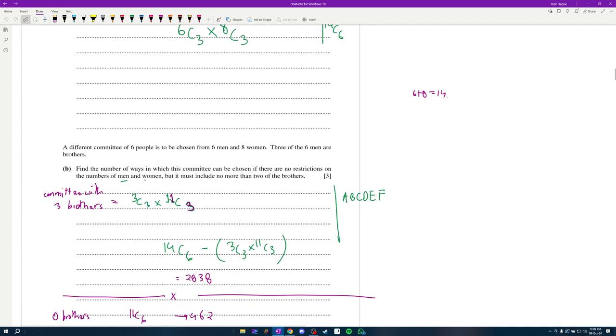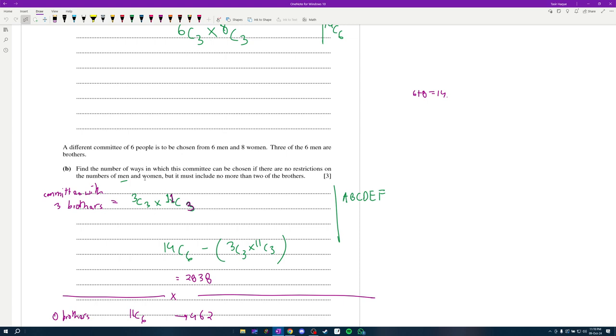That's it. A different committee of 6 people is to be chosen from 6 men and 8 women. 3 of the 6 men are brothers. Find the number of ways in which the committee can be chosen if there are no restrictions on the numbers of men and women, but it must include no more than 2 of the brothers. Alright. No more than 2. So you can have 1 brother or 2 brothers, but not 3.